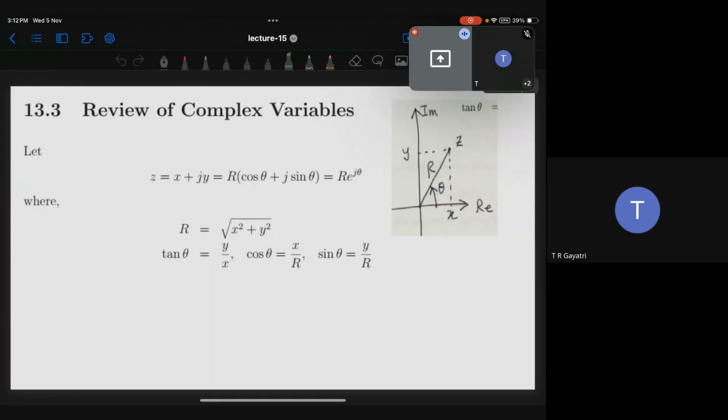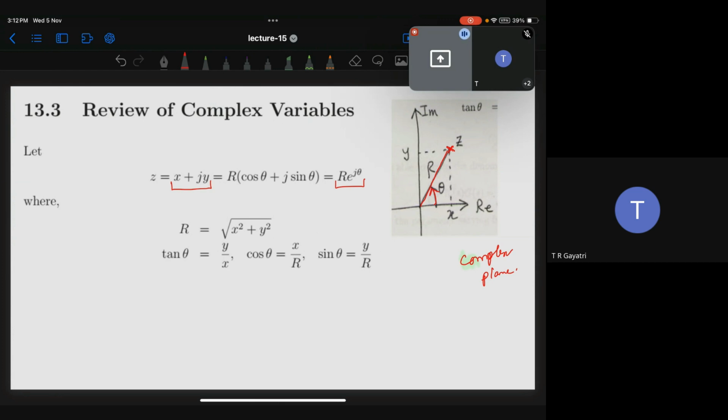Next we'll review some basics, then we'll get directly into the example. First, you can see here we have this complex plane. In the complex plane, any point z can be represented as x plus jy, which has a magnitude of r and an angle theta. So we can write it as r e power j theta.